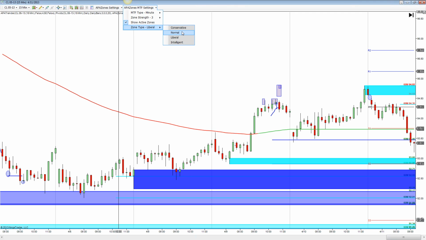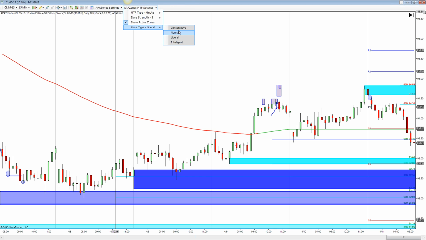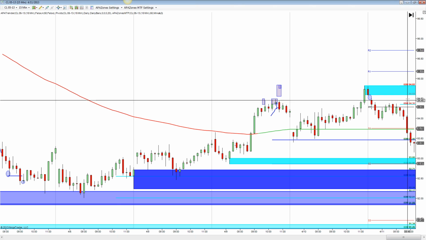Something else to note is Normal. Normal was the way that we drew zones in APA Zones 2.0. I don't know why I didn't change it to something different. I really didn't know what to change it to, so I just put Normal. I'm not sure of really a good name to put there, so that is the reason for the naming convention. And Intelligent does this momentum equation thing. It's pretty slick. But anyway, that's what the Liberal 60-minute zone looks like.